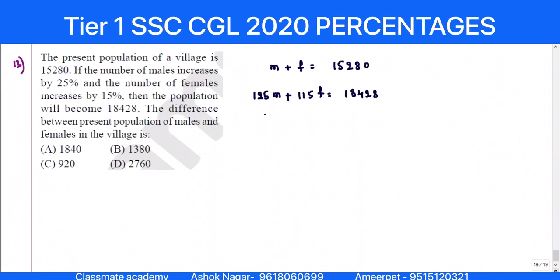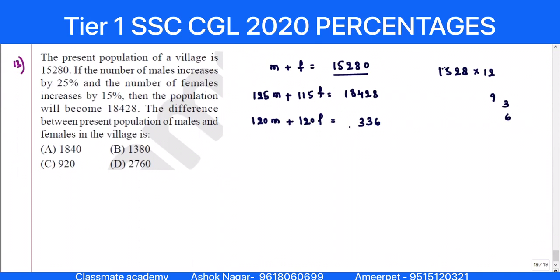What is the number which is in between 125 and 115? 120. Find out 120% of male, 120% of female. It is percentage. You need to multiply it with 1.2. Okay, which means you need to multiply 15,280 with 12. 12 8s are 96. 2s are 24 plus 9, 33.